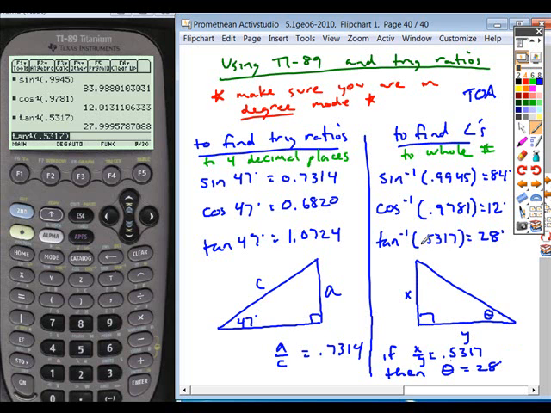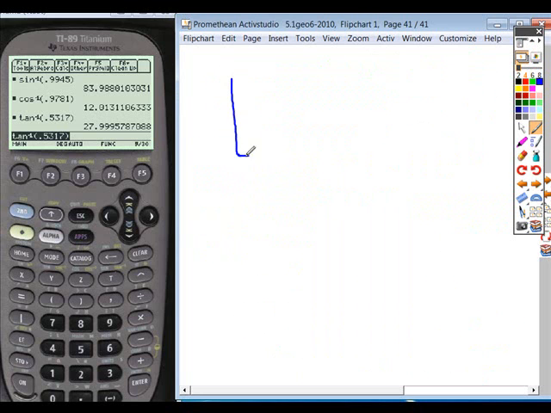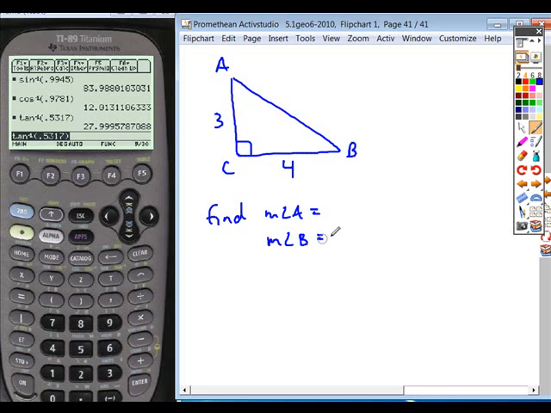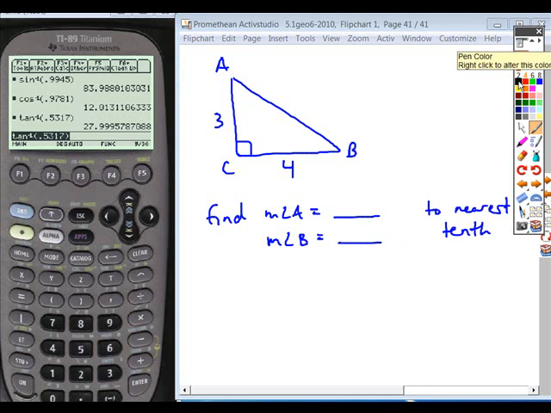Okay, so here's where you're going to see some problems involving these. So let's say I have this triangle. You all know what side AB is. What's that length? 5, it's a 3, 4, 5 right triangle. What if I asked you, though, to find the measure of angle A and angle B? And I wanted you to find it to the nearest tenth.